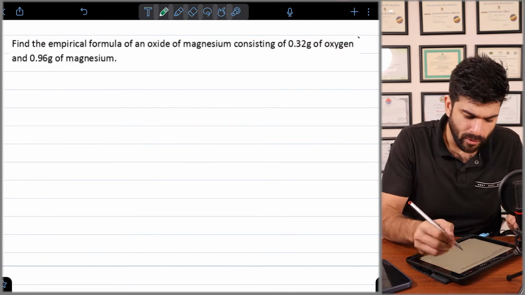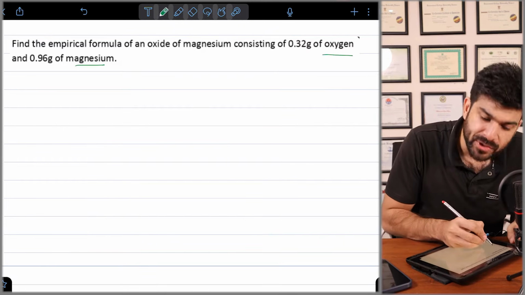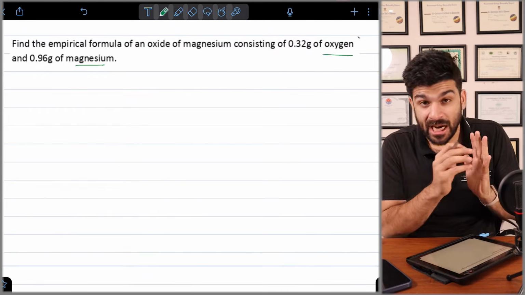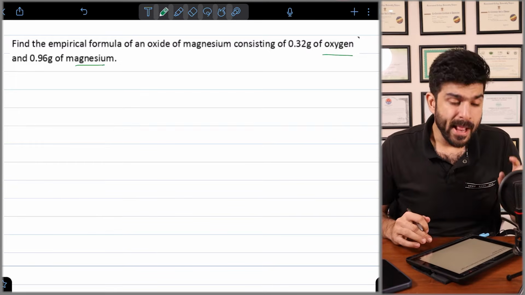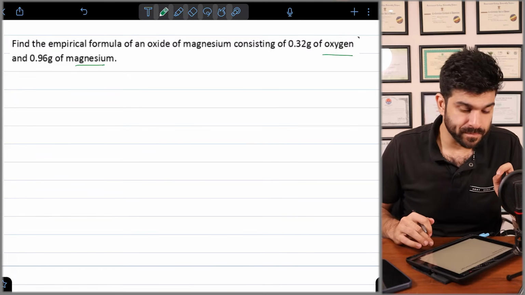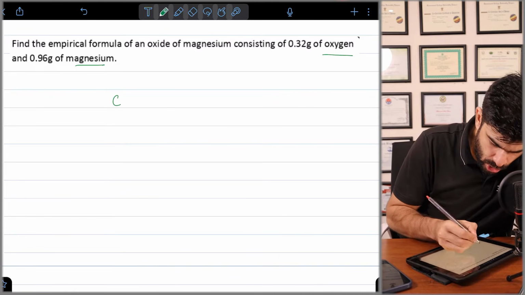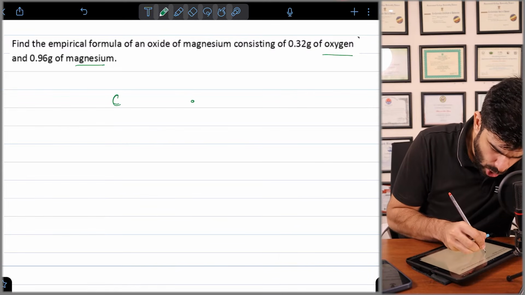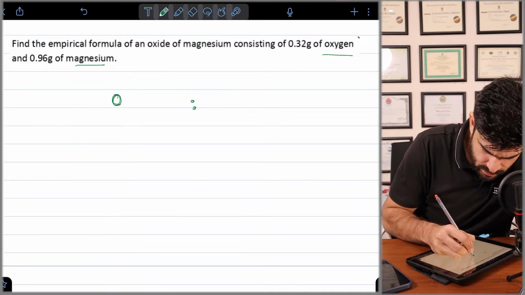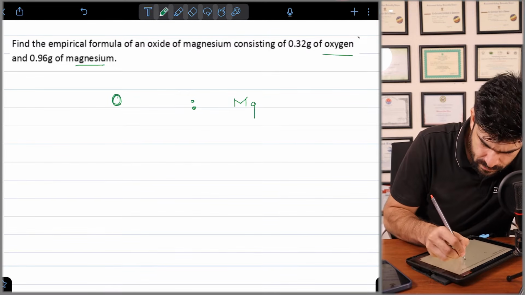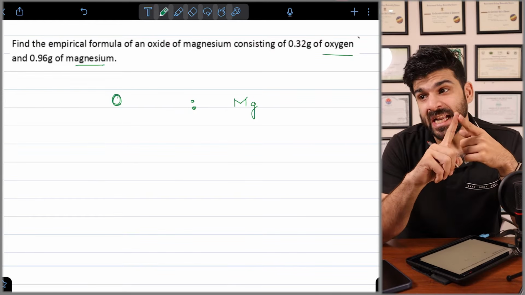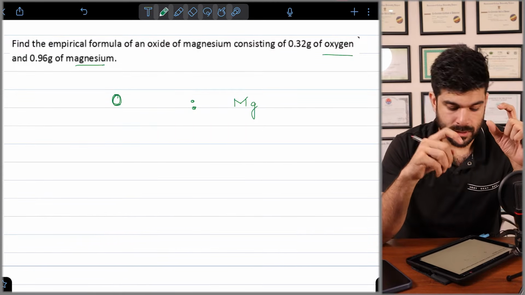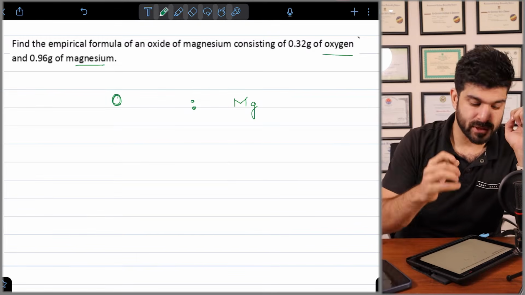Which two elements are involved? Oxygen and magnesium. Find the empirical formula of an oxide of magnesium consisting of 0.32 grams of oxygen and 0.96 grams of magnesium. So oxygen and magnesium, these are the two elements. Now, as I repeatedly kept on saying the term moles, we need to find out their moles.